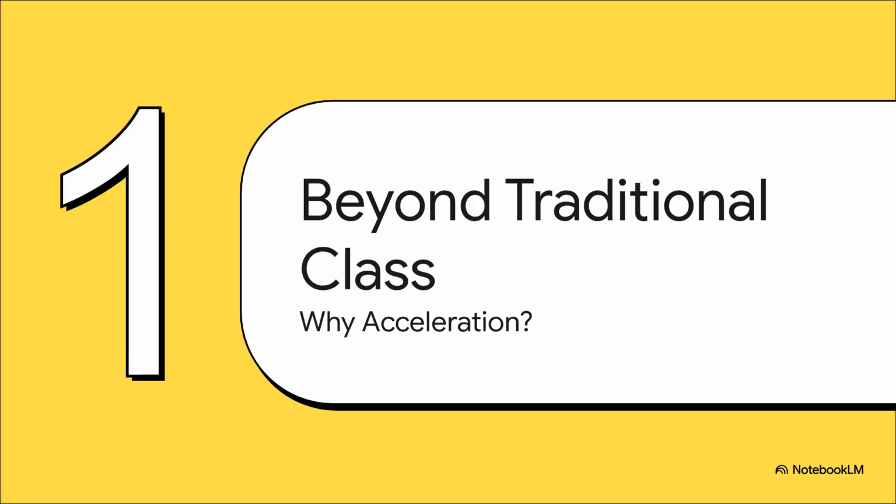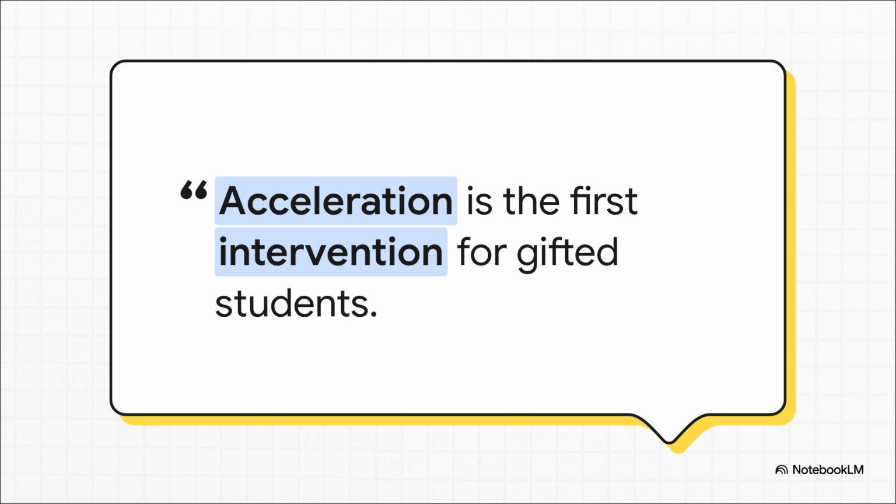Section 1. Beyond the traditional classroom. Picture this. You're sitting in class, and you already know the majority of the material the teacher is planning to cover for the entire year. Talk about intensely frustrating, right? These advanced learners don't just need more busy work, they need an entirely different path. That's why acceleration is the first intervention for gifted students.